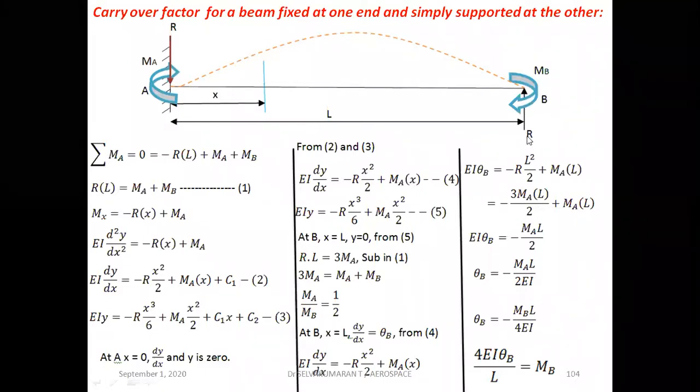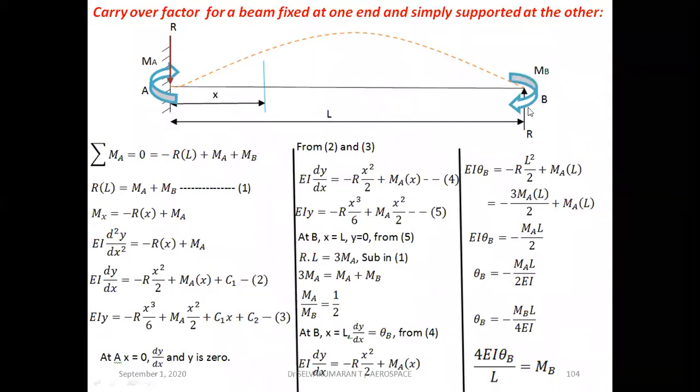Let R be the unknown support reaction. Now at B, I am applying a moment, the applied moment M suffix B, M or mu. Applied moment, or externally applied bending moment MB at support B. We are applying a moment MB at support B in clockwise sense.